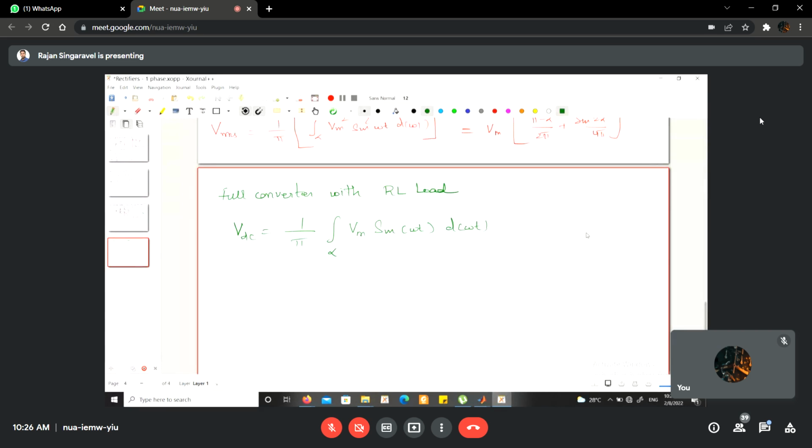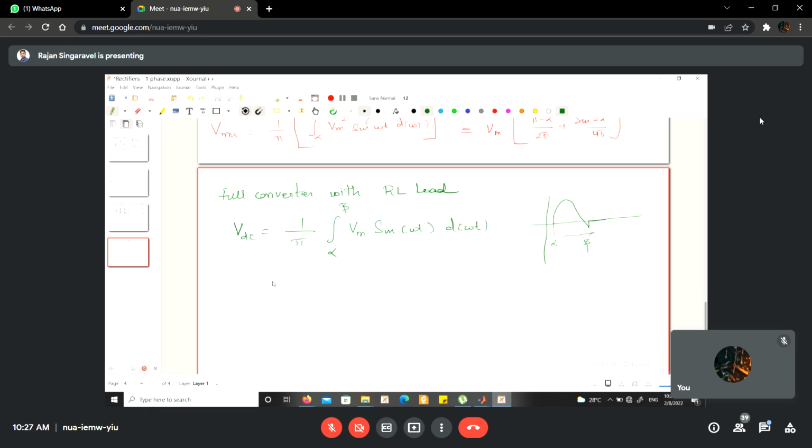So let me at least draw that waveform alone here. One minute. During RL condition, the voltage will start to appear here, and there will be a small negative part, and this will be zero, right? And this is called alpha, and this duration is called beta. So the limit is alpha to beta. This you have to understand. This is a discontinuous conduction mode.